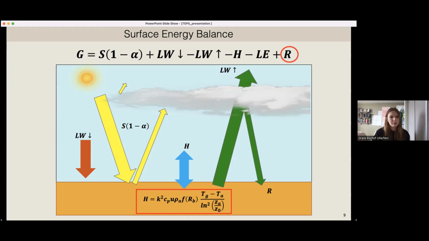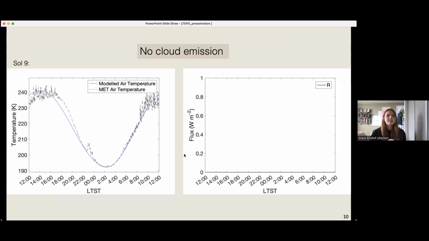So I'll show you what this looks like. This is an example of a sol that has no cloud emission. So this is sol 9, and we actually only consider the time period between 10 p.m. to 10 a.m. Because during the day the atmosphere is very convective and this is not included in our model. And so we're just focusing on the time of day where radiation is dominant in driving the temperature.